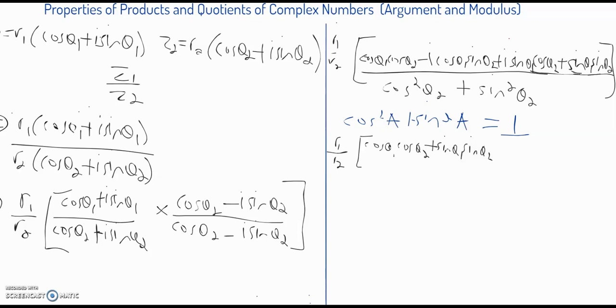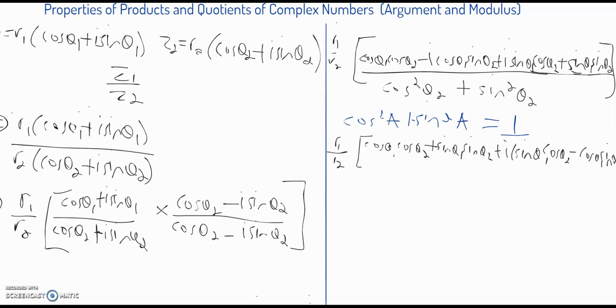Now I want my imaginary part. Now notice I have minus i cos theta 1 sine theta 2 plus i sine theta 1 cos theta 2. What I want to do is turn that around so it's easier to work with. So we're going to factor out the i, so plus i, right? Because addition is commutative, we can turn it around. So I'm going to have the i sine theta 1 cos theta 2 first. So this is going to be sine theta 1 cos theta 2 minus cos theta 1 sine theta 2. And of course, all this would be over 1, so we don't need to put the 1 there.